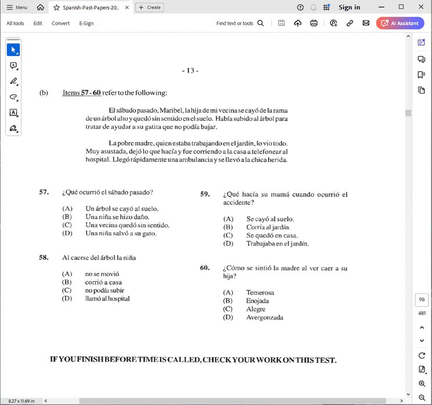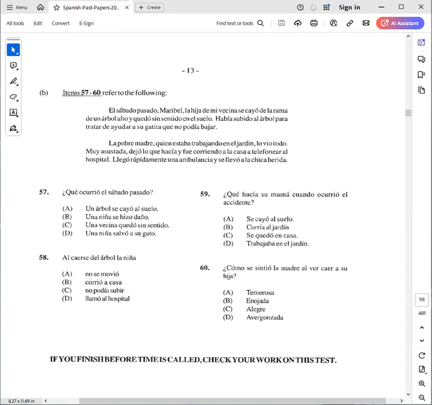So what happened last Saturday? 57B, una niña se hizo daño, so a child damaged herself. Number 58, al caerse del árbol, la niña, so on falling from the tree, the girl no se movió, could not move. Number 59, ¿qué hacía su madre cuando ocurrió el accidente? So what did the mother do when the accident occurred? Trabajaba, or what was she doing rather? So she was working in the jardín, the garden.